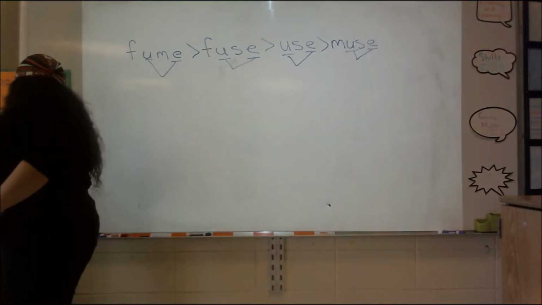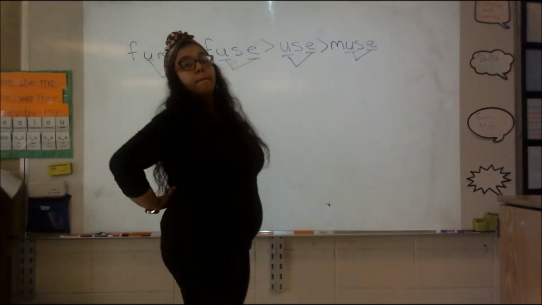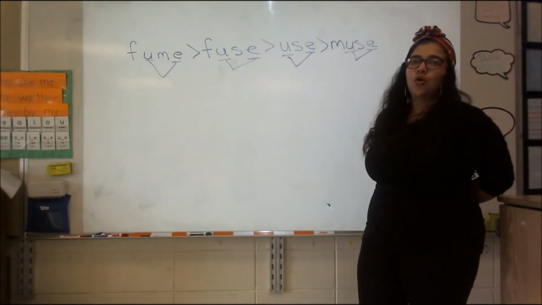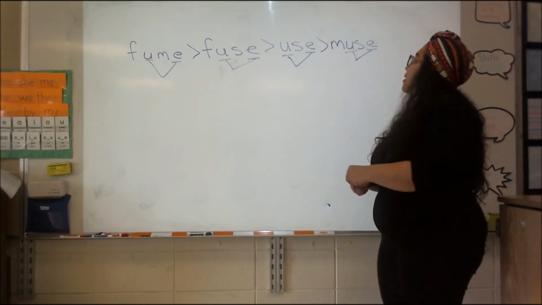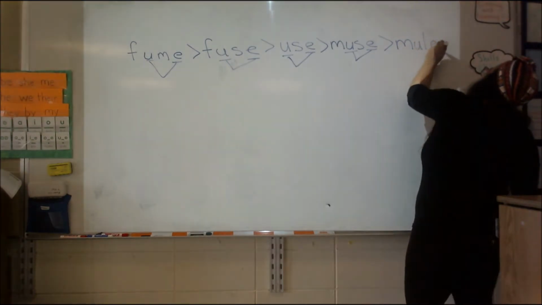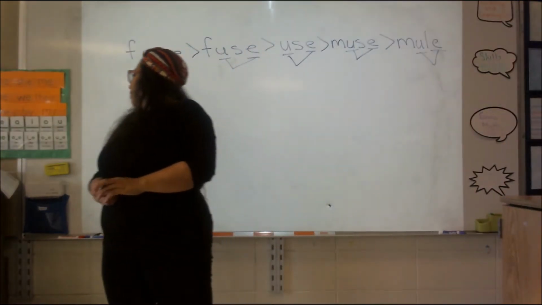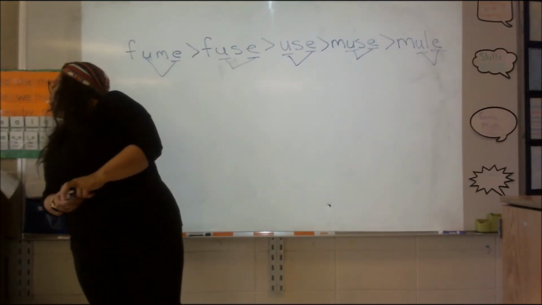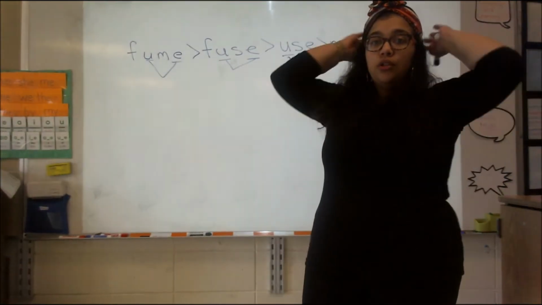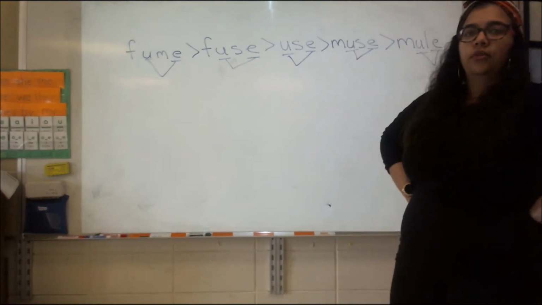All right. From muse to mule. Muse to mule. What sound am I changing? The ending sound. Excellent. Mule. Let's keep going. I have a couple more words on this one. From mule to mute. Mule to mute. What sound is changing? Make sure you can see mule. Oh, went the wrong way.